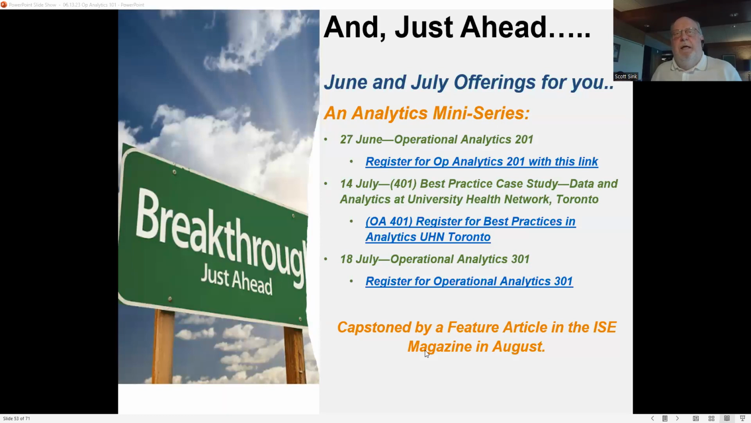So with the last 4 minutes here, what's ahead is on the 27th, we're going to do Operational Analytics 201. Then on the 14th, and I know I got these out of order, I was able to get the University Health Network of Toronto on the 14th of July, so I booked them in, and 401 is going to be out of order with 301, but that's okay. It'll work out. And then the whole series will be capstoned by a feature article in the ISE magazine in August.